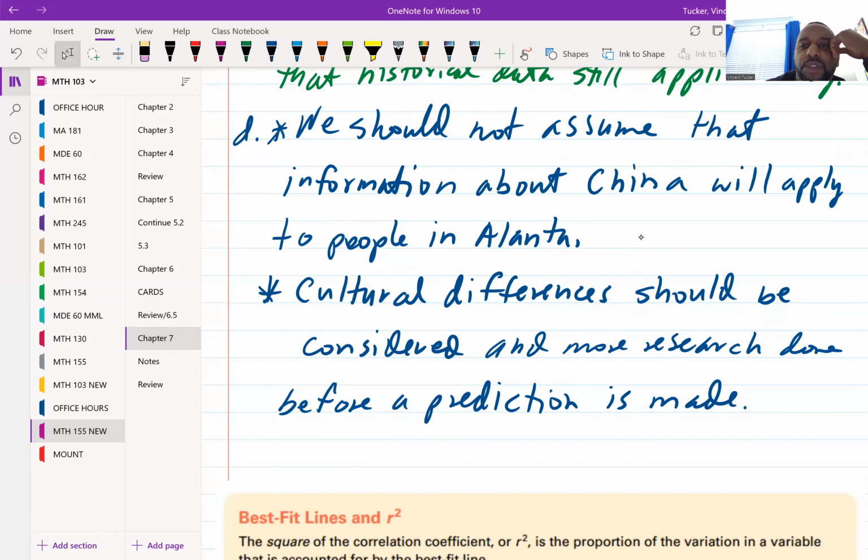All right, so for this one, we should not assume the information about China will apply to people in Atlanta. Cultural differences should be considered and more research should be done before a prediction is made.